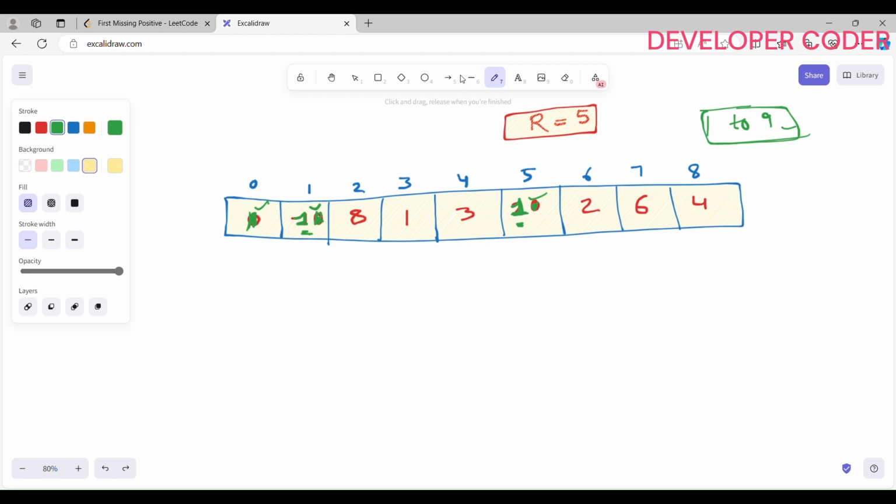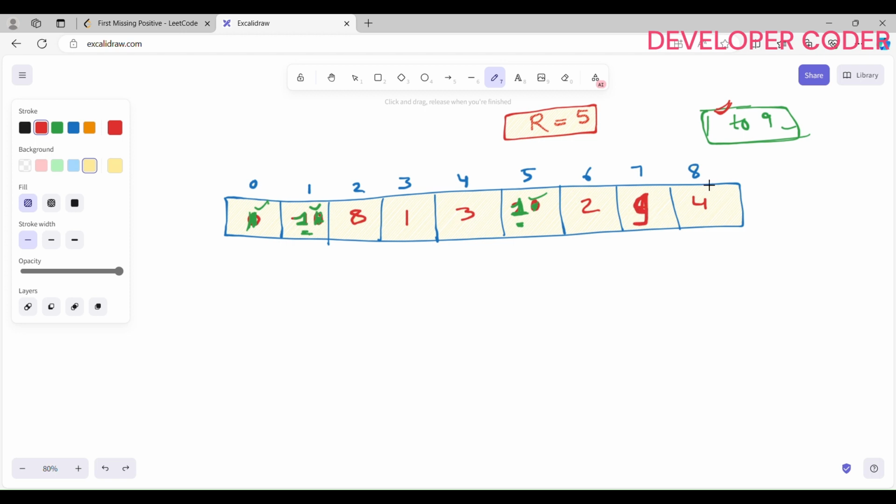Let's do one thing here. Instead of 6, can I take 9 here? Let's make it 9, because I have to show you one thing here. So consider this as 9. We can take 9, right? We can take 9 because 9 is between 1 to 9, and 9 is the length. So we can take 9 as well.